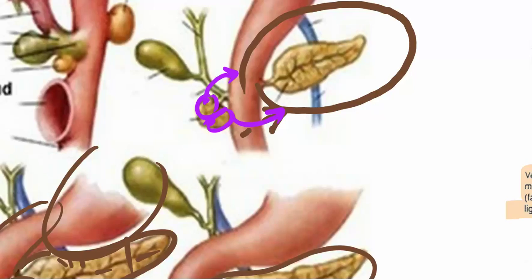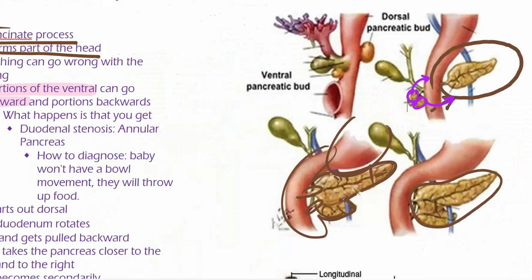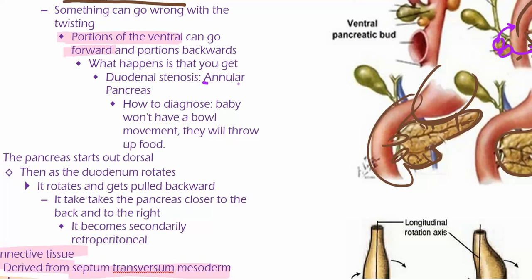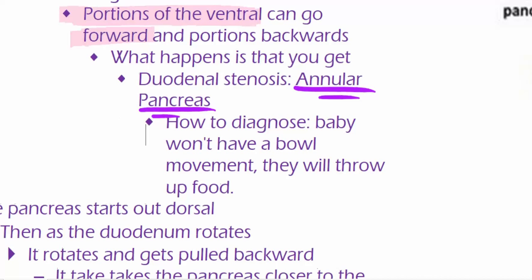Does this make sense? Why are they closing off the duodenum? Because they're going different directions. Oh, the buds are. The ventral bud. So one part of the ventral bud is going one direction, and the other part of the ventral, not the dorsal, other part of the ventral bud is going the other direction, and that's going to close off the duodenum. So this is called an annular pancreas. Or duodenal stenosis. You get a duodenal stenosis.